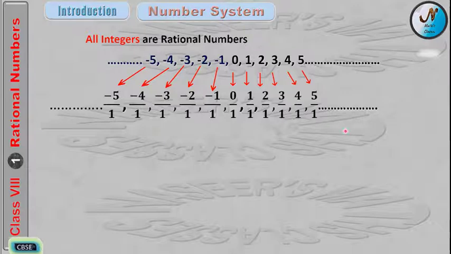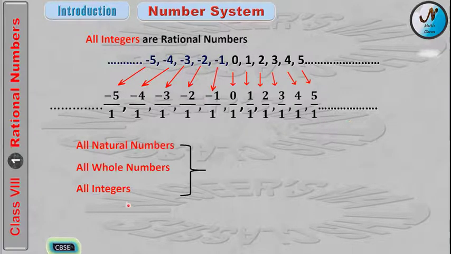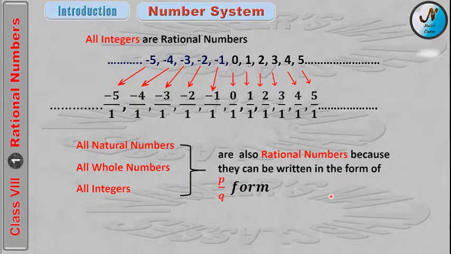So like this we can say that all integers are also rational numbers. From above we can write that all natural numbers, all whole numbers and all integers are rational numbers, because they can be written in the form of p by q, where the denominator q is not equal to 0.